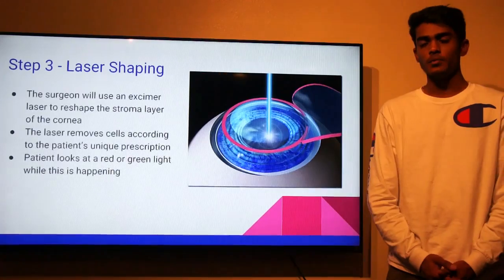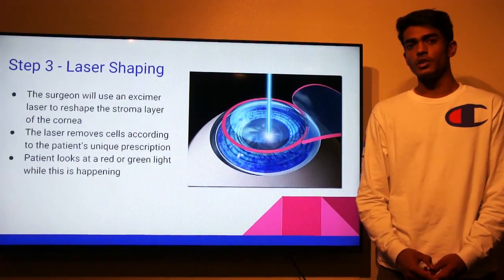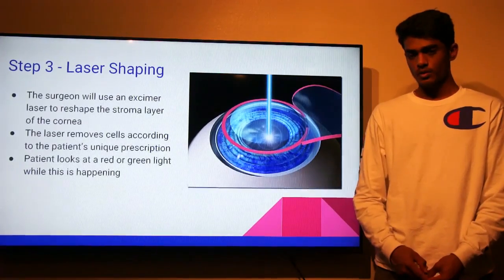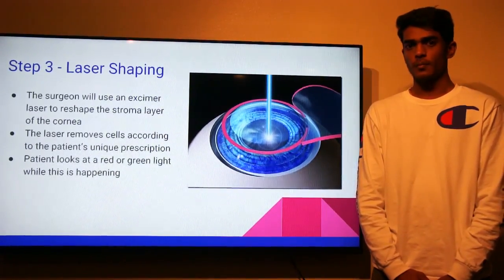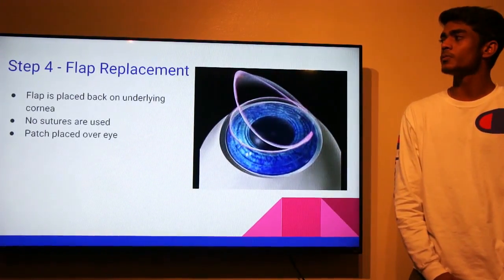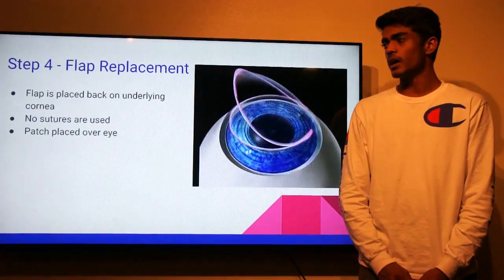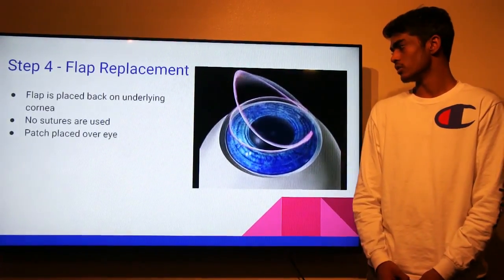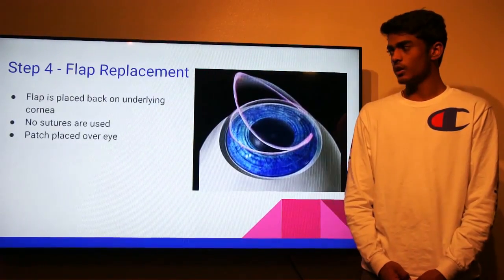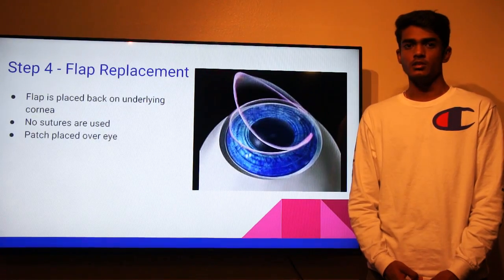And while all this is happening, the patient will be looking at a red or green light to ensure that the eye is stable for the rest of the procedure. The fourth step is the flap replacement. The flap is placed back onto the underlying cornea, and for this part, sutures aren't needed, and after everything is done, the patient will place eye patches on each of their eyes.